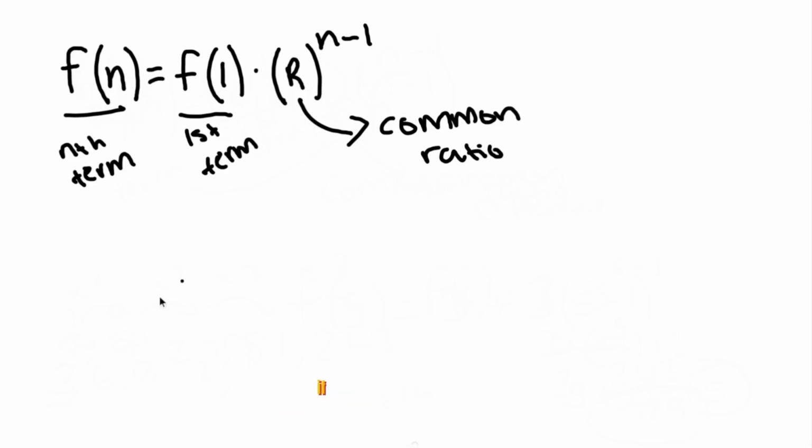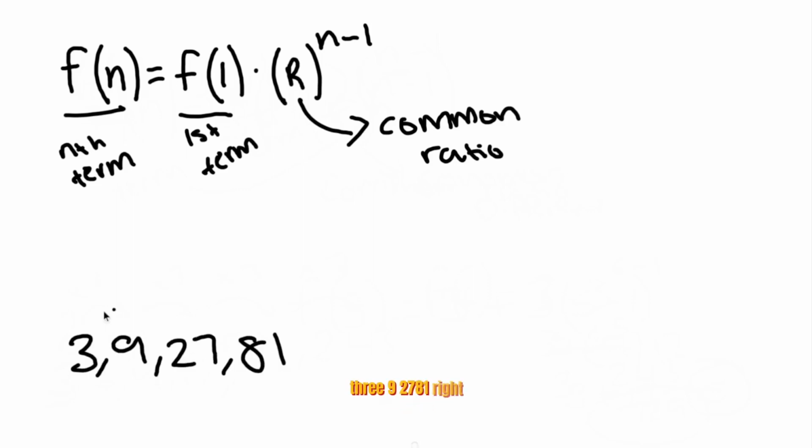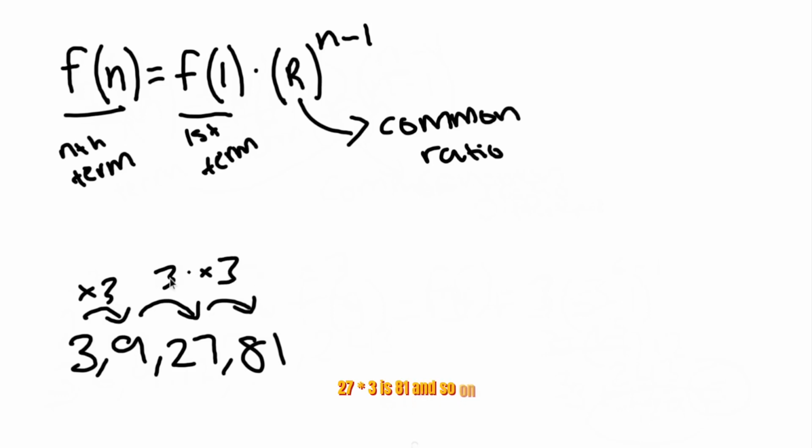So what that means is, if you look at this sequence, 3, 9, 27, 81, right? Each time it's going up times 3, not by 3, it's multiplied by 3. So 3 times 3 is 9, 9 times 3 is 27, 27 times 3 is 81, and so on. So it's multiplying by 3 each time. So that's our common ratio. And then our n is just the nth term again, and then you're subtracting 1.